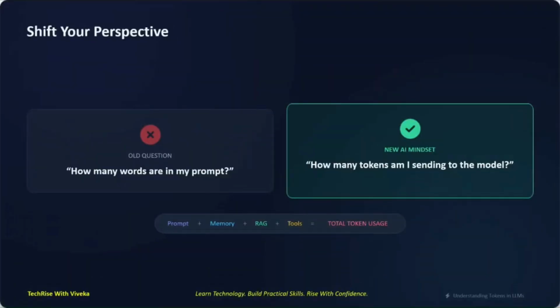And this is the mindset I want you to develop. When you see a prompt, don't just think about how many words it contains. Think about how many tokens it consumes. When you see conversation history, think about how many tokens you are carrying forward. When you see RAG, think about how much context you are injecting. And when you see tools or memories, think about how much additional information you are giving to the model.